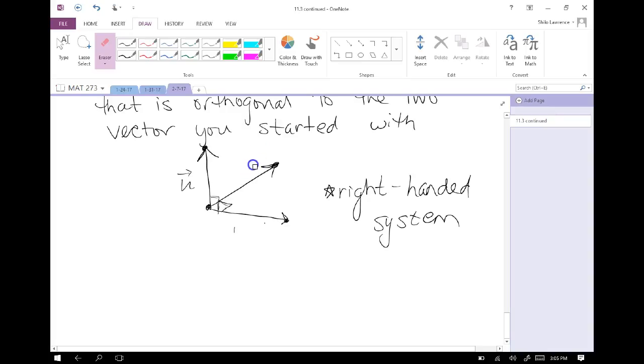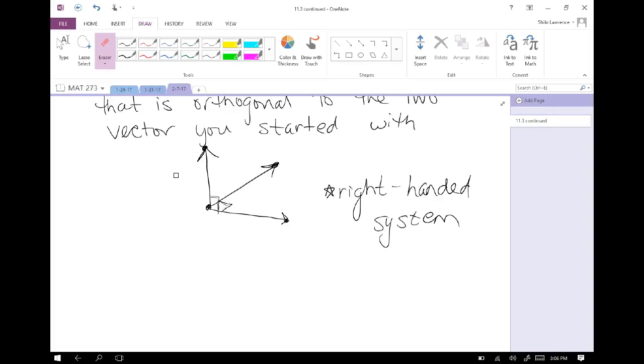The way that a right-handed system works is that the cross product will be the direction your thumb points, if you use your right hand and you start at the first vector and curl it towards the second vector. Start at the first vector and curl it towards the second vector. Your thumb will point in the direction of the cross product.